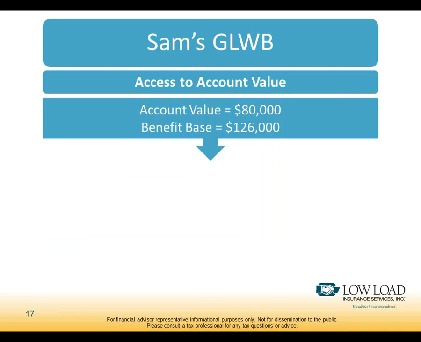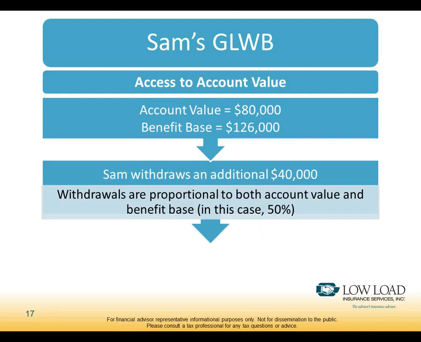So let's take a look at that. Sam does have access to his account value. He has access to that $80,000. Well, let's say Sam wants to withdraw $40,000 of it. Any withdrawals over what you're allowed are going to reduce the different values in the annuity proportionally. So in our example, Sam's going to withdraw 50% of his account value. He's going to take out $40,000.